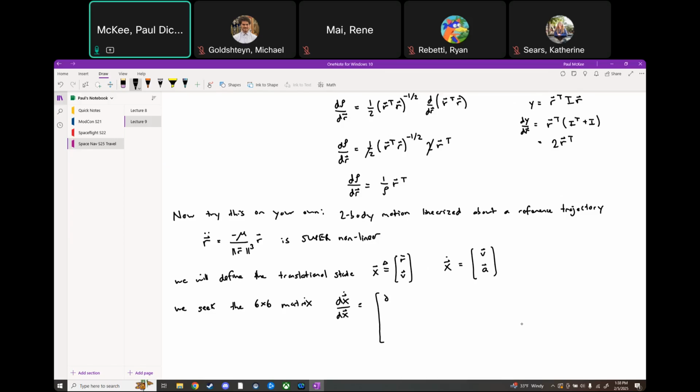This is really the derivative of velocity with respect to position, and then it's the derivative of velocity with respect to velocity. And then it's the derivative of acceleration with respect to position. And then it's the derivative of acceleration with respect to velocity. So we need all 4 of these submatrices. You figure each of these is going to be a 3x3, so that when you stack them together, you get a 6x6.